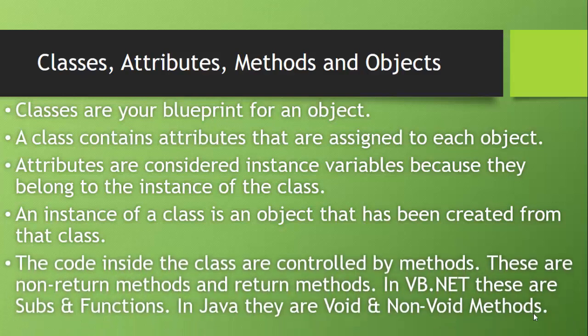Now, the code inside the class is controlled by something known as methods. Now, these are called non-return methods and return methods. Now, in VB.NET, these are subs and functions. In Java, they are void and non-void methods.